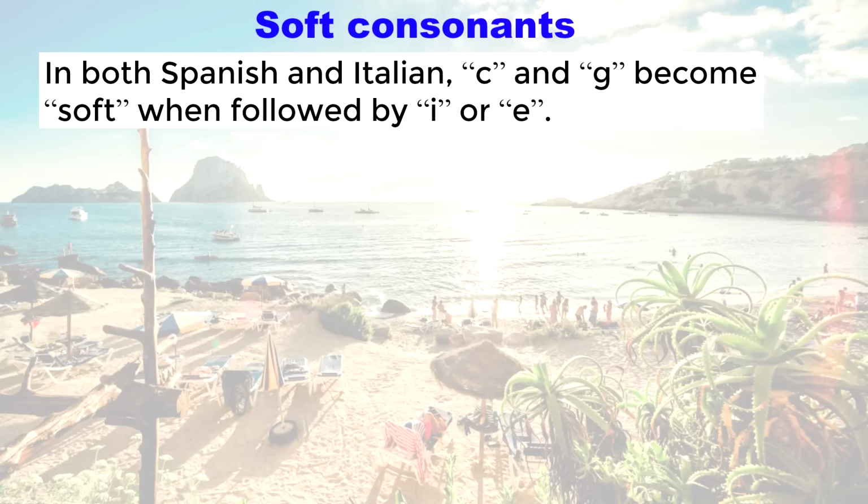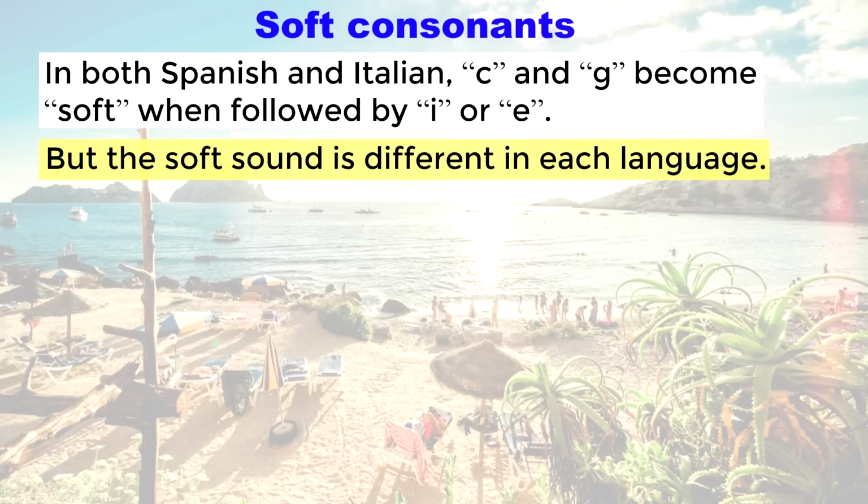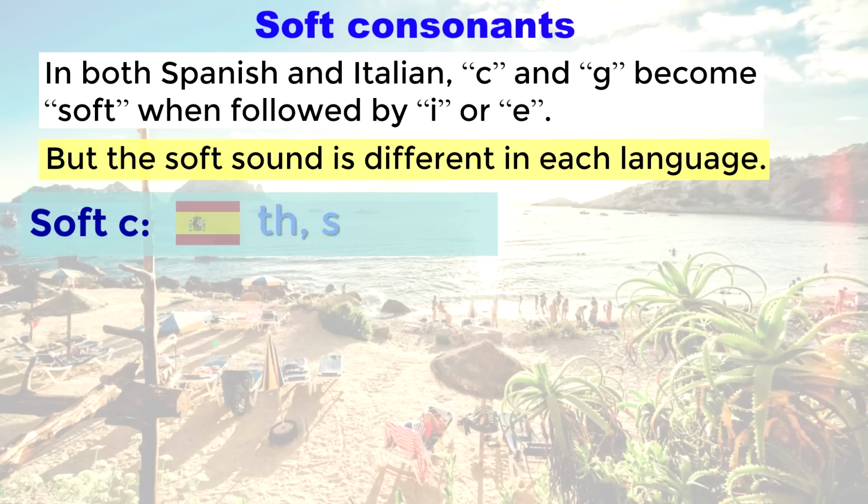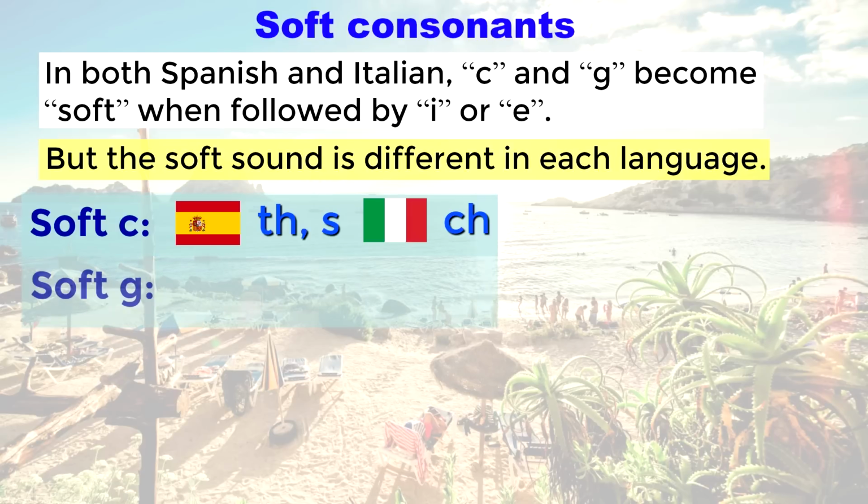Pronunciation and orthography. In both Spanish and Italian, C and G become soft when followed by I or E. But the soft sound is different in each language. In Spanish, the soft C sounds like th or s. In Italian, it sounds like ch. In Spanish, the soft G sounds like ch. In Italian, it sounds like j.